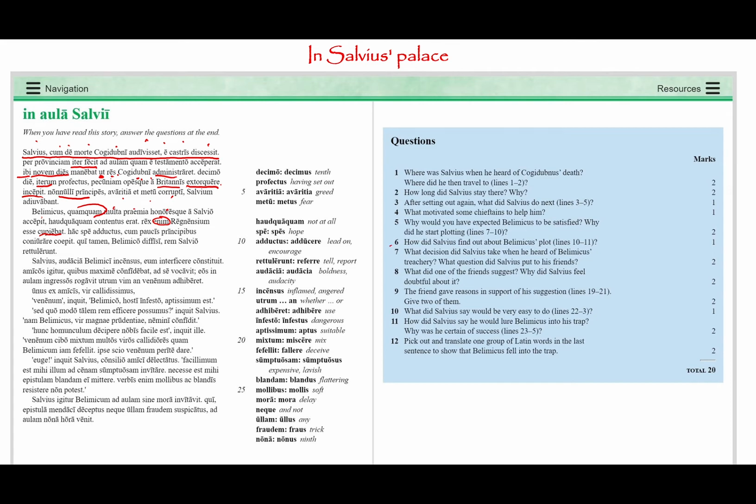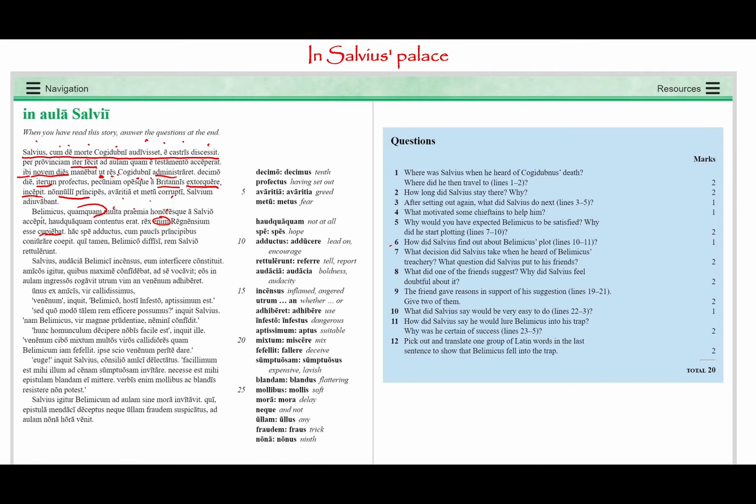Okay, question 6. How did Salvius find out about Bellimachus's plot? Lines 10 and 11. We've got just a straight translation here. Having been encouraged by this hope, that is the hope of becoming king, he began to conspire with several chieftains. Does that answer the question?